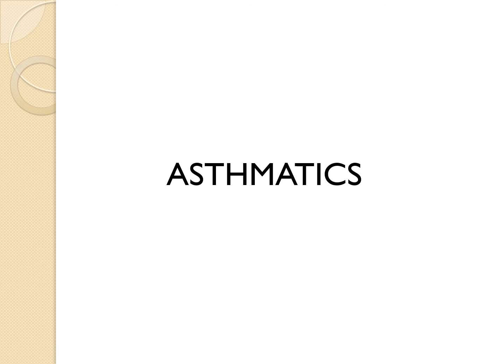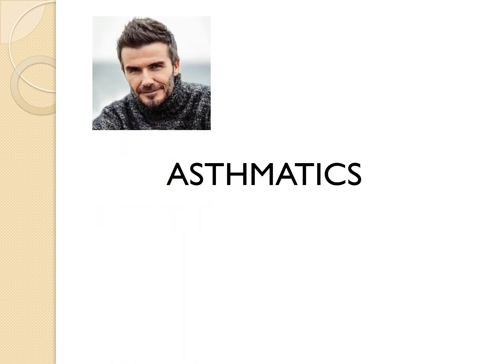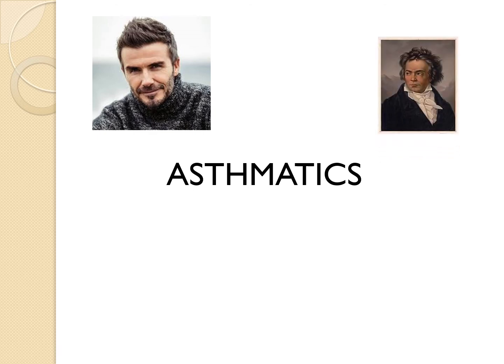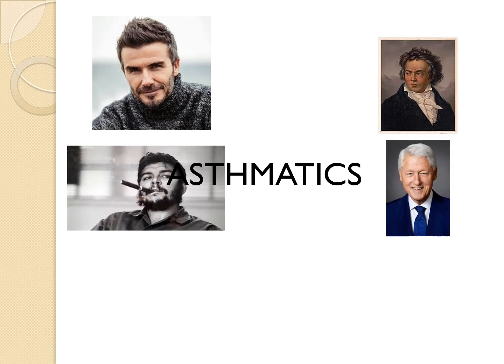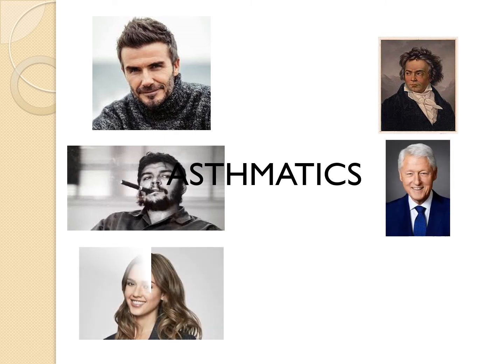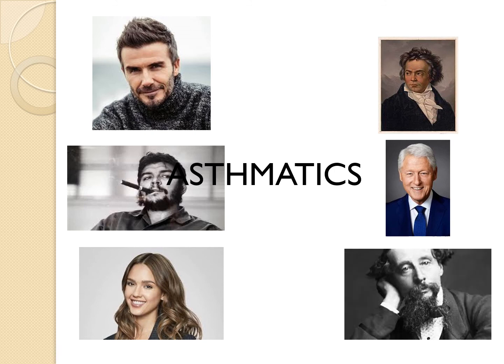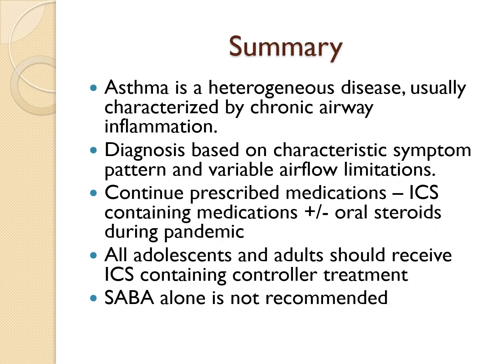Finally, I would like to add this slide. Now, asthma is a disease, but you can spend a near normal life if your asthma is controlled. Look at these celebrities. This is David Beckham, the famous football player. This is Beethoven, the musician. This is Che Guevara, and this is Bill Clinton, former president. This is Jessica Alba, again an actress, and this is Charles Dickens, the famous writer. All these people are asthmatics. However, they were able to win the world despite their disease. So, asthma is a disease which can be controlled, and patients should have a near normal life.